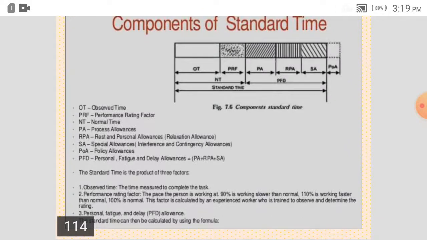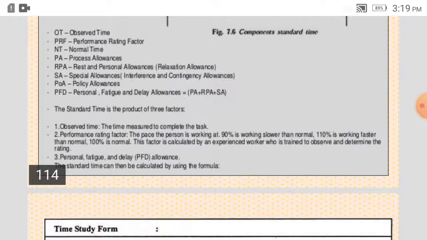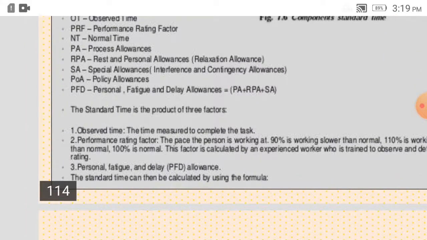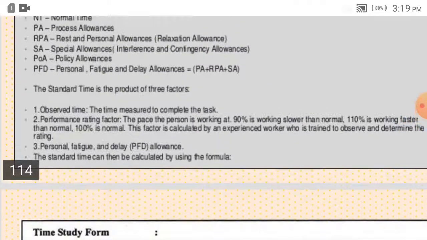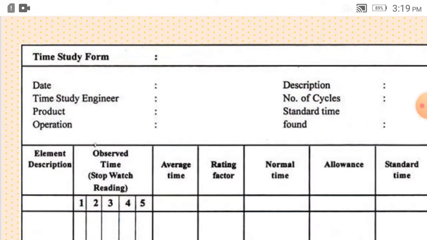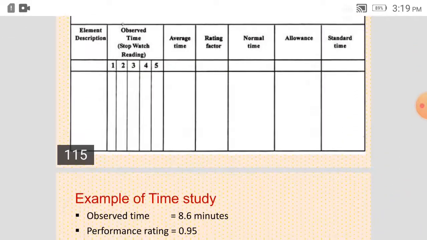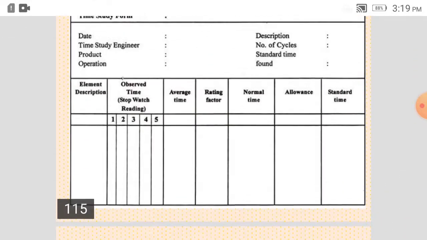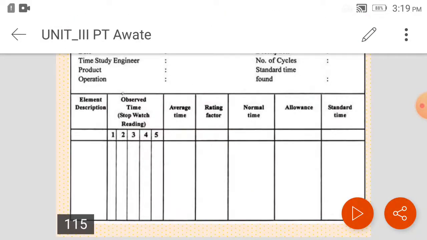Then there are components of standard time given. We will see that observed time, performance rating factor, personal fatigue, all these things are given in this sheet. We'll see this in detail, no doubt. This is the standard time study form: element description, observed time, average time, rating factor, normal time, allowances, and the standard time finally.